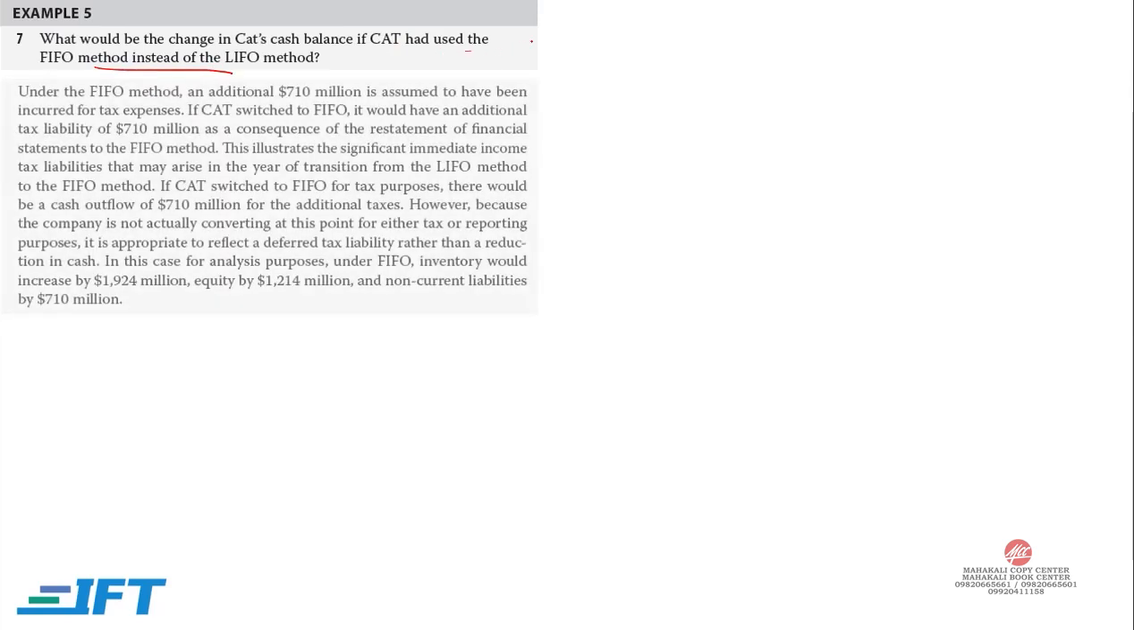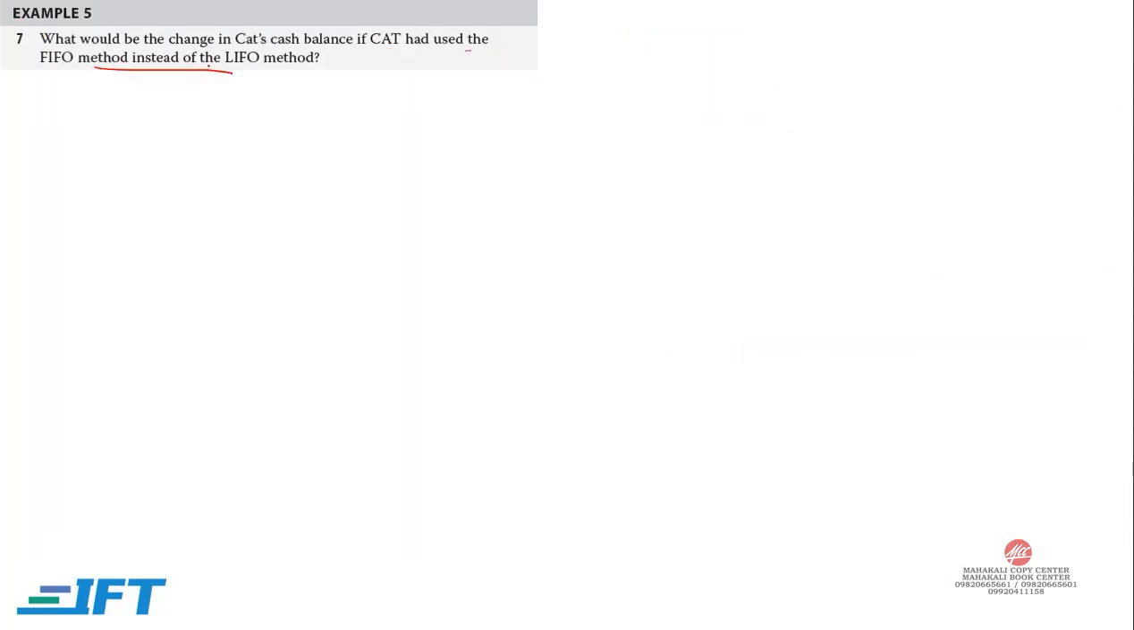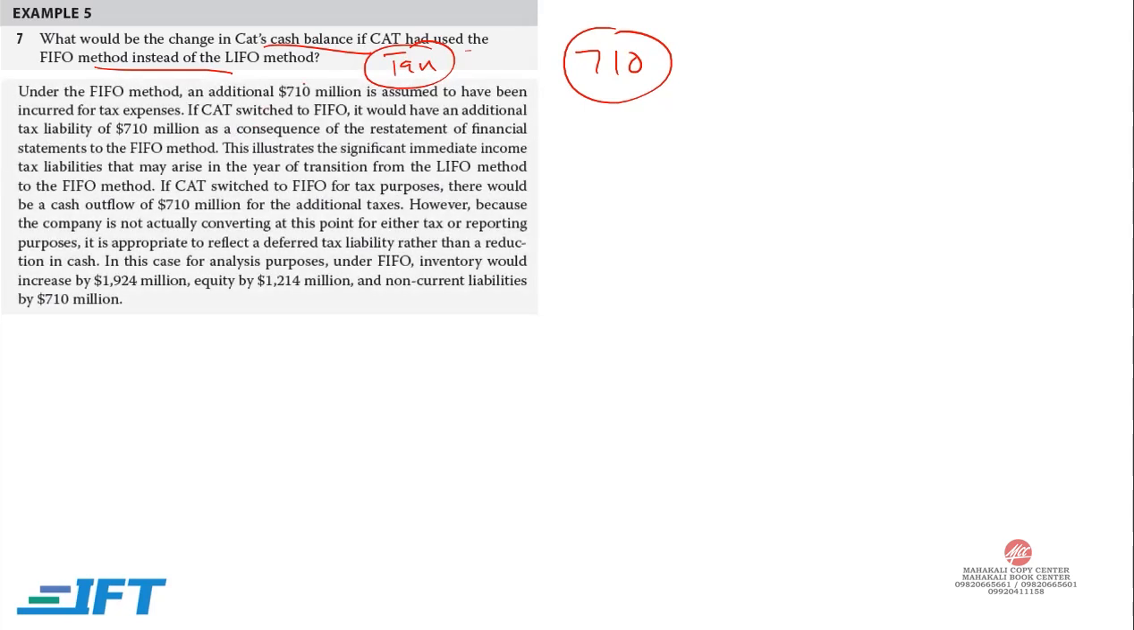What would be the change in CAT's cash balance if CAT had used the FIFO method instead of the LIFO method? In the previous case, we calculated the cumulative amount of income tax saving that CAT has generated through 2017. That was 710, and your cash balance is impacted by taxes. So the effect would be 710. Under the FIFO method, an additional 710 million would be assumed to have been incurred for tax expenses.